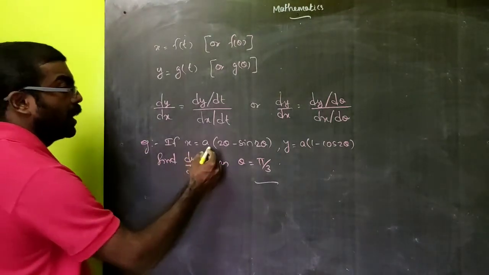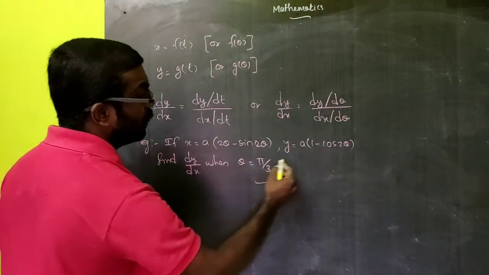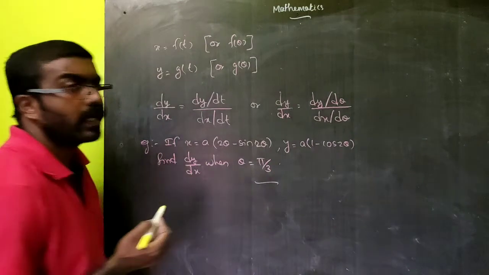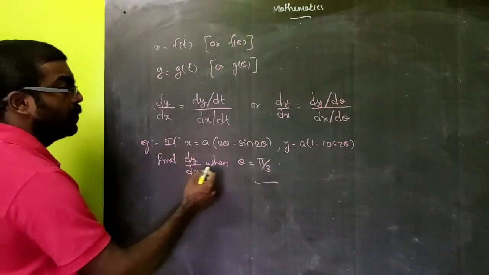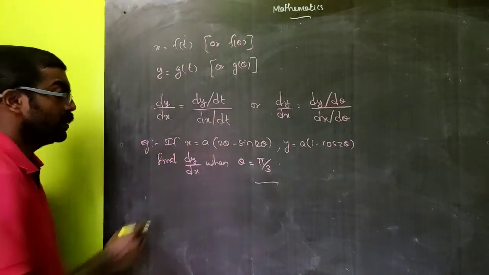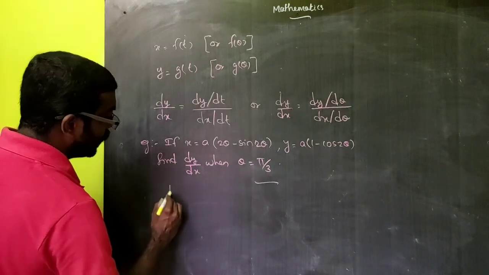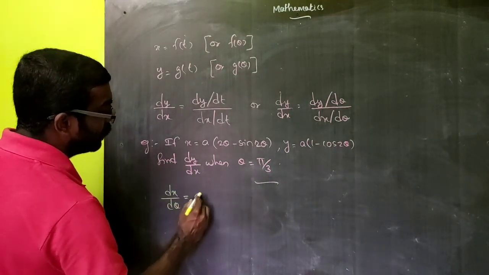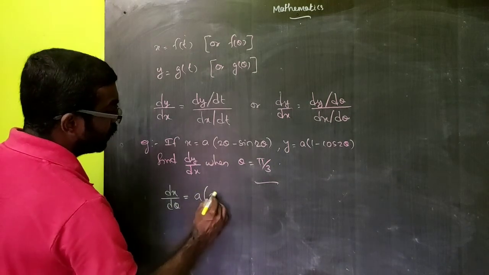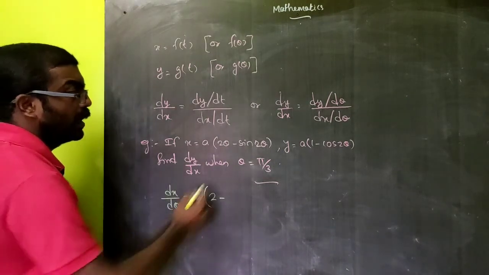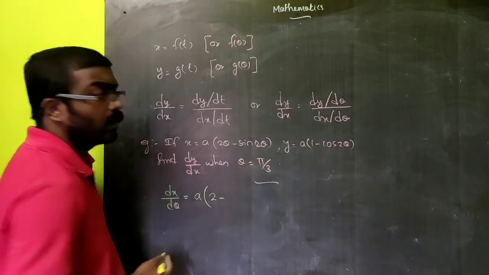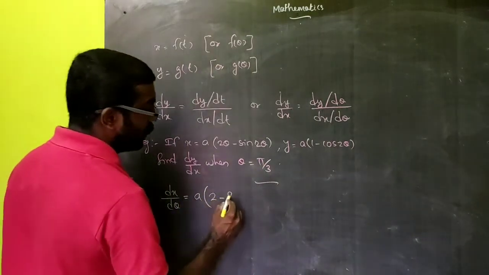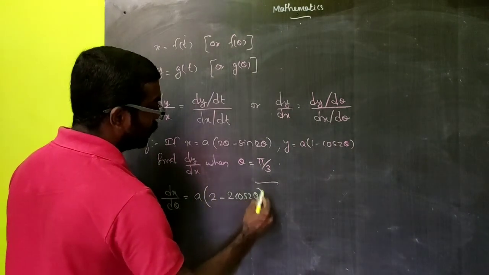Now let us consider this example. If x equals a into (2 theta minus sin 2 theta), y equals a into (1 minus cos 2 theta), find dy by dx when theta equals pi by 3. So from x we can find dx by d theta. dx by d theta is equal to a into (2 minus derivative of sin 2 theta, that is cos 2 theta into 2, or 2 cos 2 theta).